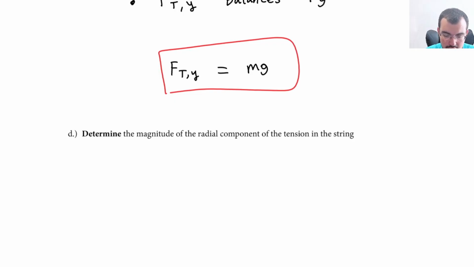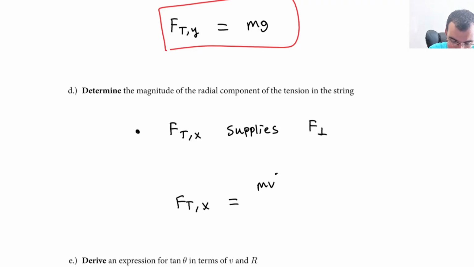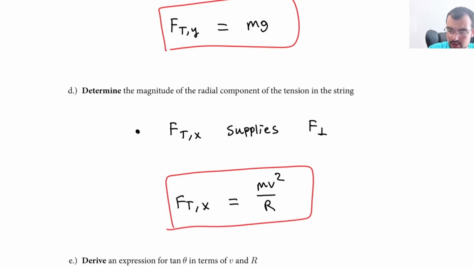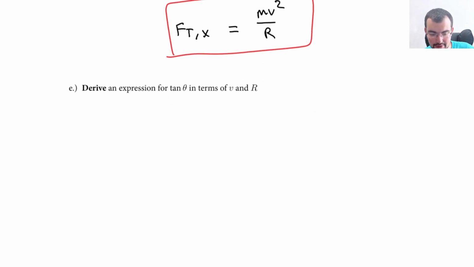So what would be the radial component of tension in the string then? Well, we said the radial component of tension in the string supplies F perpendicular. So this means that F_T x is supplying the mv squared over r centripetal force that we need. Right. Derive an expression for tan theta in terms of v and r.